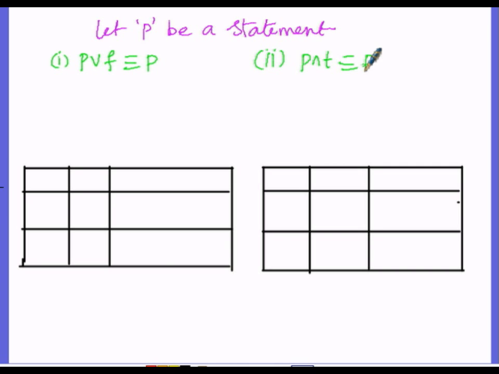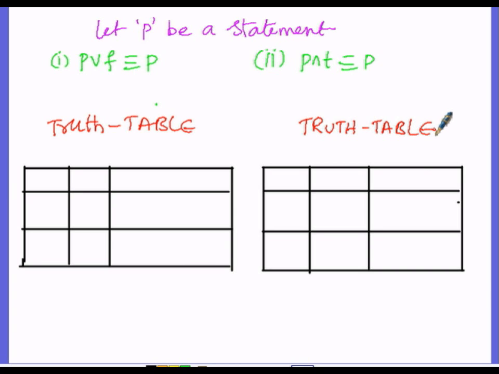But in order to prove this condition, we need a truth table. This is the truth table of the first case, that is P or F is identically equal to P, and this is the truth table of the second case, that is P and T is identically equal to P. To prove the first condition, we have supposed one statement as P. So, here let P be the statement. Then here we need F. So, here F is the false statement.